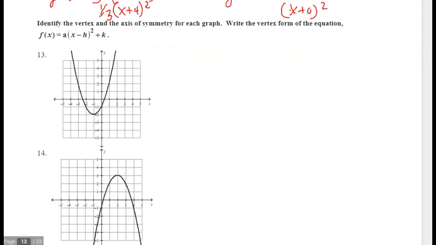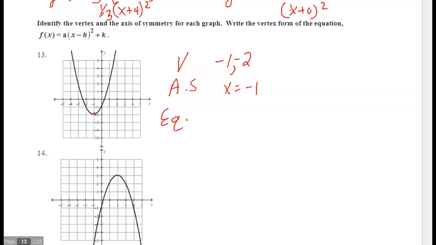These ones here, it just says identify the vertex and axis of symmetry for each graph. So we're going to have vertex, axis of symmetry, and then your equation. This is write the vertex form of the equation. So our vertex is -1, -2 on this one. Our axis of symmetry is x equals -1.